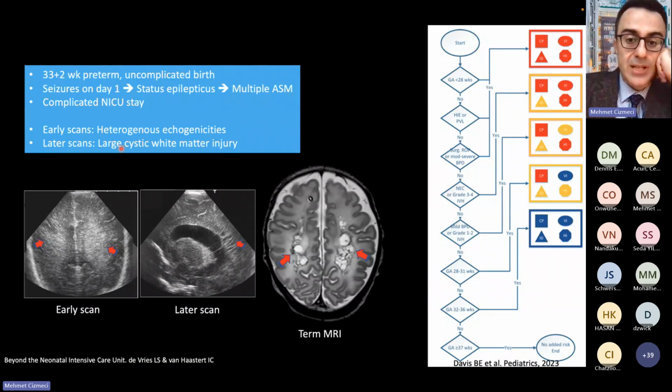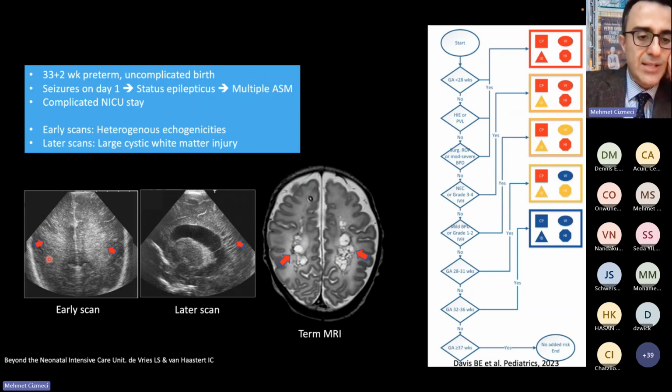This baby was another baby from Dr. DeFries's series, a relatively larger infant, a 33-weeker, who had an uncomplicated birth but presented with seizures on day one, and then went on to develop status epilepticus and required multiple anti-seizure medications. The NICU stay was also complicated by infections.